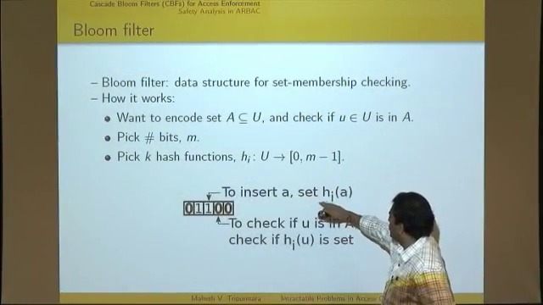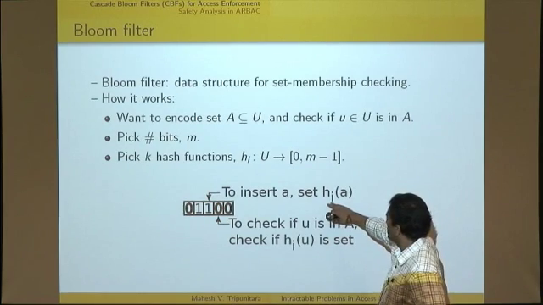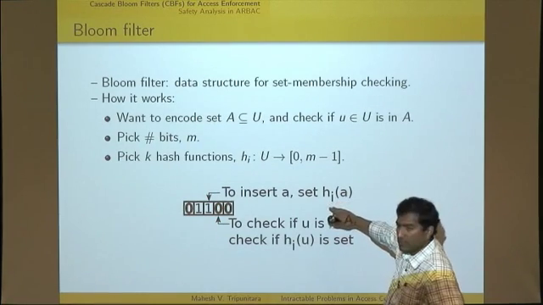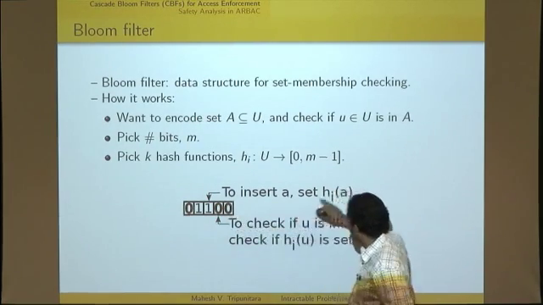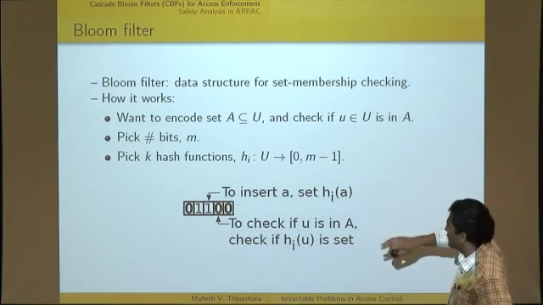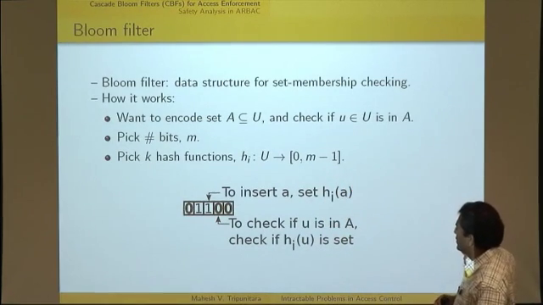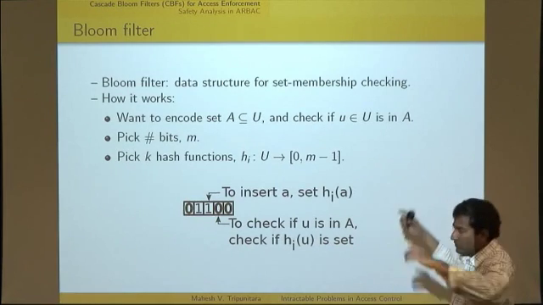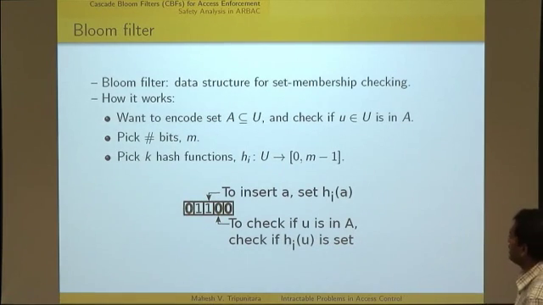So this is how we encode the set A. In a Bloom filter, we start with all the bits clear, and then if we want to insert an element a, we set the position h_i(a) for every i. For every one of those k hash functions, we set the bit. So that's it. That's the data structure. It's now ready to be queried.